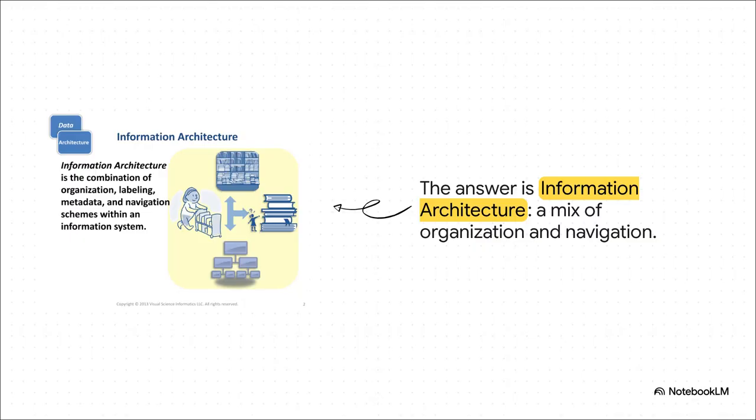Well, the answer is information architecture, or IA for short. It's the intentional, invisible blueprint that's working behind the scenes. Just think of it as a combination of four really key things: how information is organized, how it's labeled so it actually makes sense to a human, the secret data about the data, and of course, the navigation that lets you move through it all.